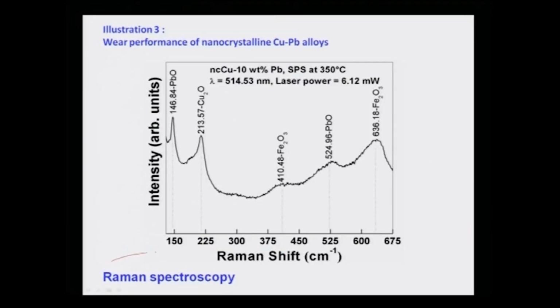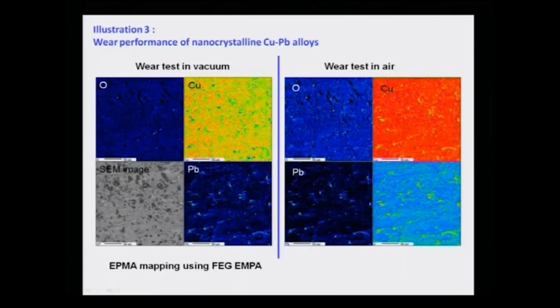Not only that, to understand how the oxygen is affecting the microstructure and wear process, we can use Raman spectroscopy. A very small size laser beam can be focused on the sample and the Raman peaks can be obtained. This shows us the presence of Cu2O, Fe2O3, and lead oxide on the surface. Therefore, oxidative wear takes place.